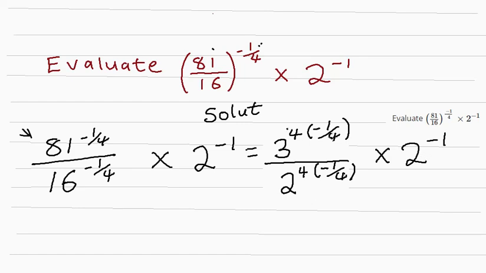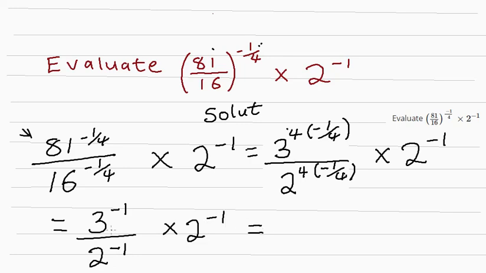4 cancels 4. Then I have 3 raised to the power minus 1. All right. Then, of course, at the denominator, 4 also cancels 4. I have 2 raised to the power minus 1 times 2 raised to the power of minus 1. So these are all reciprocal. You know what reciprocal is? For the minus 1 to disappear, I have to reverse the fraction. I have to reverse everything.